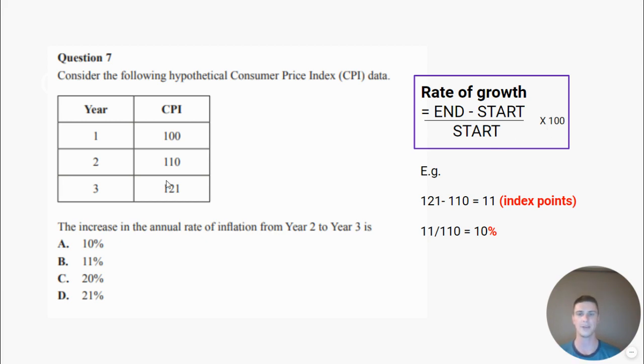So what we're looking at here is that from year 2 to year 3, the CPI increased by 11 index points, didn't it? 121 minus 110. Then if we divide 11 into 110, well, we don't even need to know any maths to know that that is 10%. Okay, so A is our best answer here.